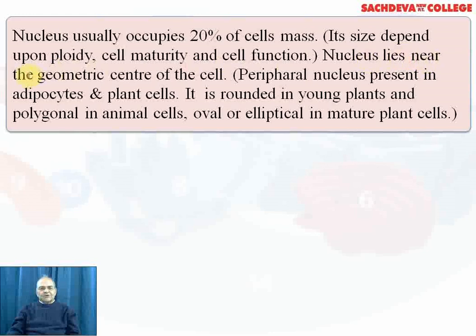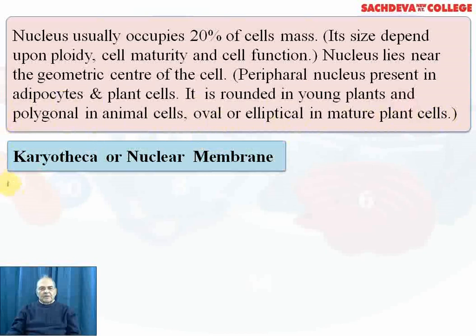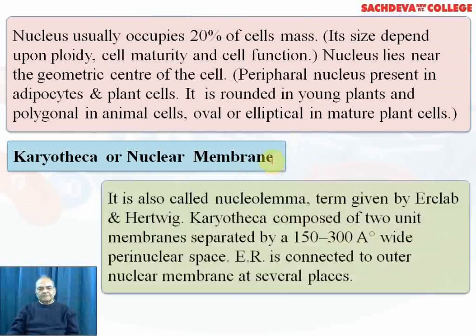Nucleus lies near the geometric center of the cell, and a peripheral nucleus is present in adipocytes and plant cells. It is rounded in young plants, polygonal in animal cells, and oval or elliptical in mature plant cells. Karyotheca, or the nuclear membrane, is the outermost covering of the nucleus, also called nucleolemma. The term was given by Erclap and Hertwig.